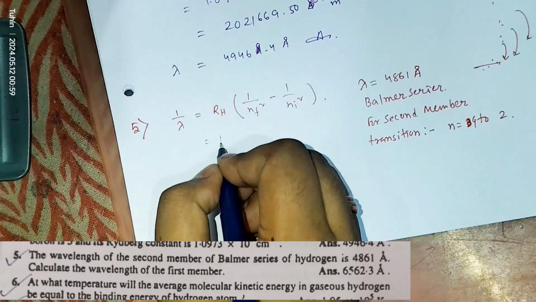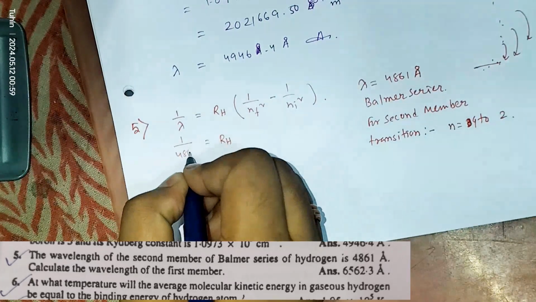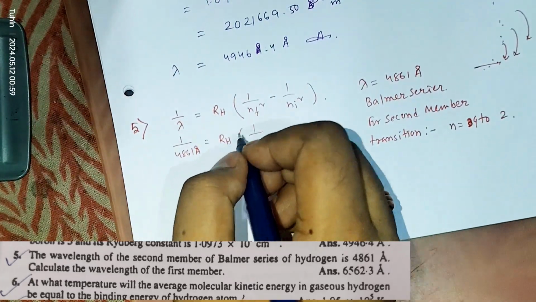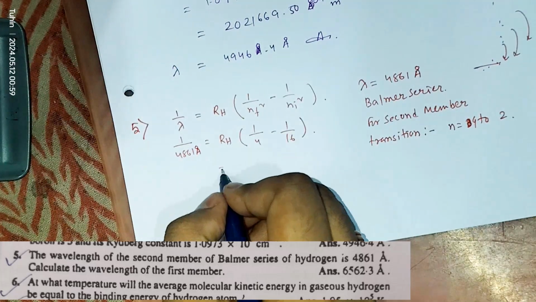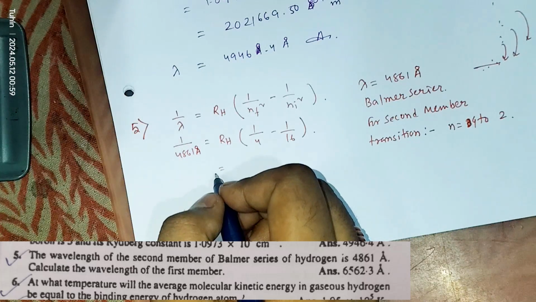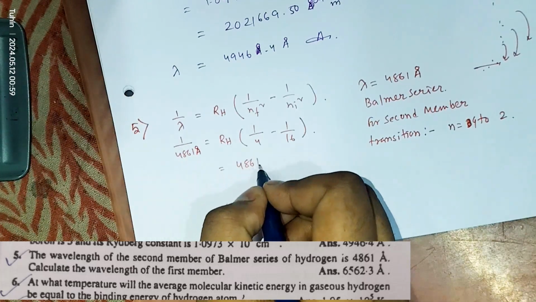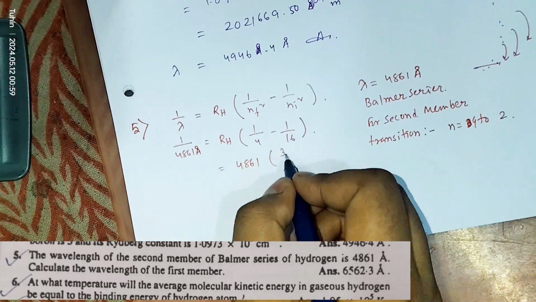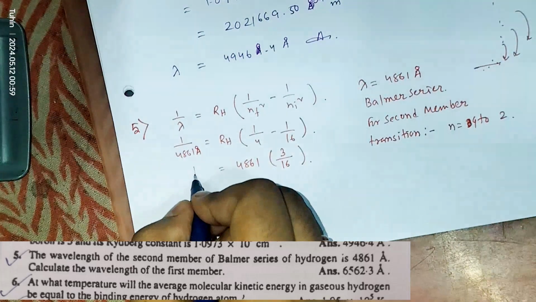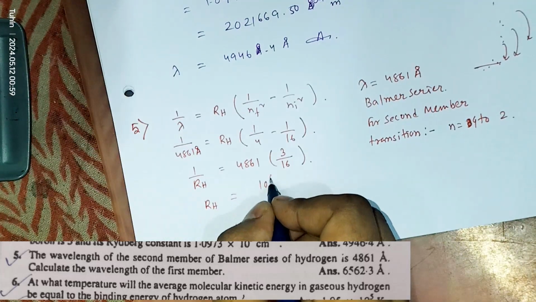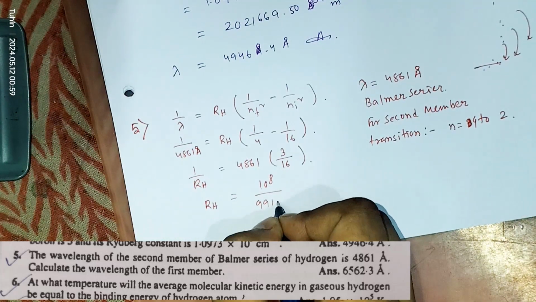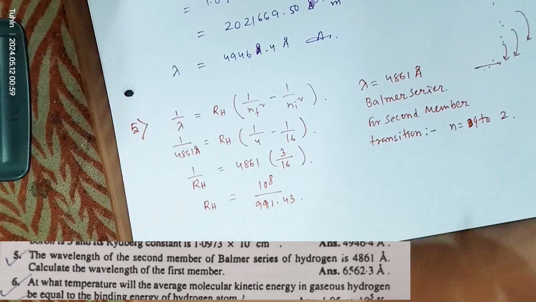Now put in RH: 1 by 4861 angstrom equals RH times (1 by 4 minus 1 by 16). If you calculate it, you will get 4861 into 3 by 16 equals 1 by RH, and if you calculate it with the calculator, RH will be 10 to the power 8 by 91143.